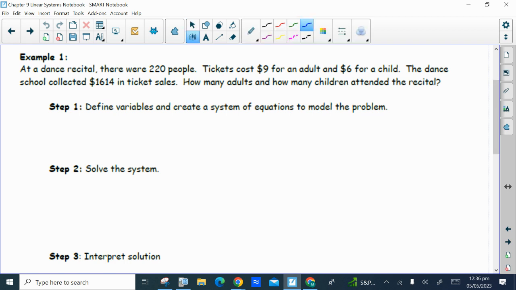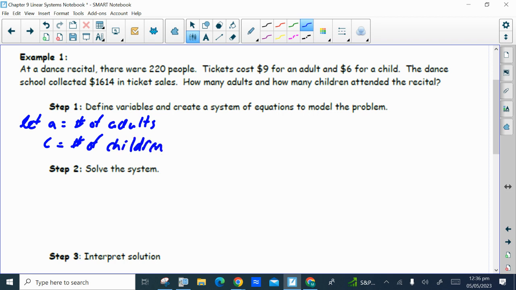So we might let A equal the number of adults, and we can use any variable we want, and maybe C equal number of children. If you want, you can always use X and Y. It doesn't matter. You just have to identify what each variable represents.